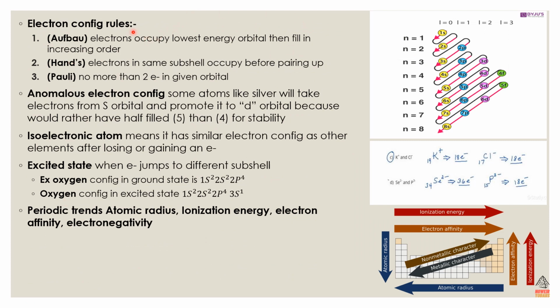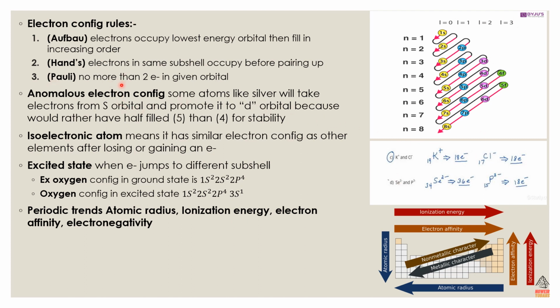Next, you have the electron configuration rules, where we place the electrons in the subshells. First off, the Aufbau rule, which says electrons occupy the lowest orbital shell first, then fill in increasing order. It goes in a kind of zigzag. You start at 1s, then 2s, then 2p, then 3s, then 3p, then 4s, then 3d, and then 4p, and then 5s. So this is the way it goes, just kind of zigzaggy.